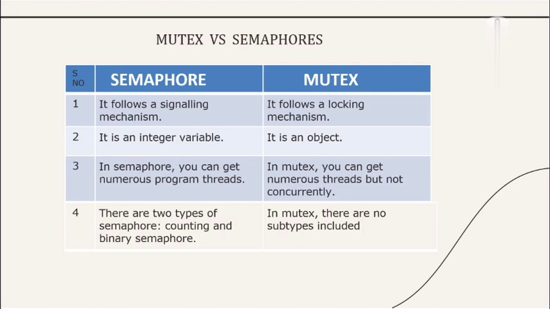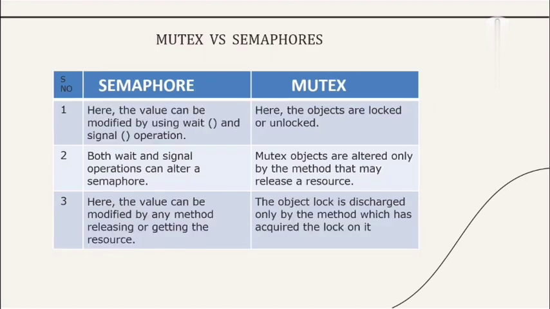There are two types of semaphore, counting and binary semaphore. In mutex, there are no subtypes included. In fact, the mutex is also known as a binary semaphore. In semaphore, the value can be modified by using wait and signal operations, but in mutex the object is locked or unlocked. In semaphore, both wait and signal operations can alter a semaphore, but in mutex the object is altered only by the method that may release a resource.